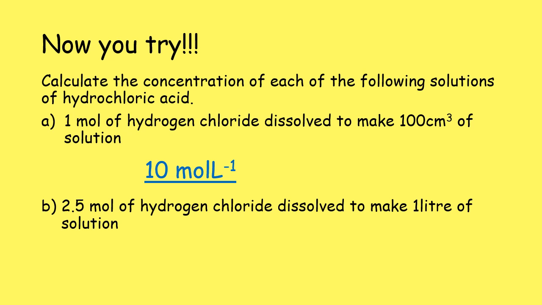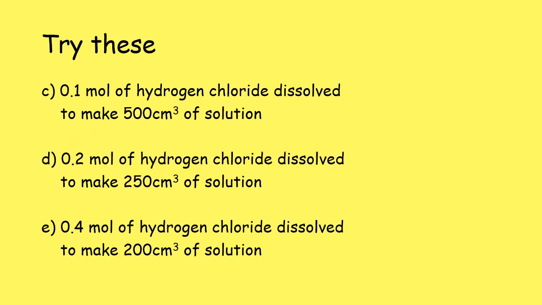For the second one, C equals N divided by V. And this is going to be 2.5 is our number of moles. Our number of litres is 1, so it's 2.5 divided by 1, which gives us 2.5 moles per litre. We've got another few examples for you to have a go at. Again, pause the video and have a go.